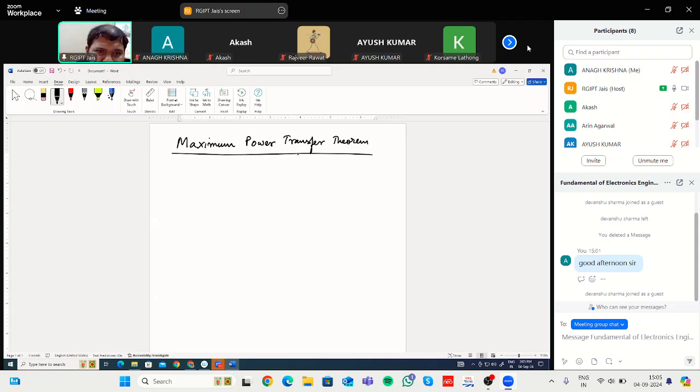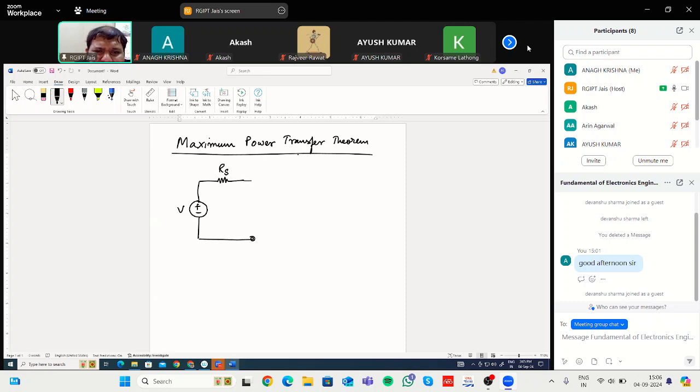Consider this simple example first. There is a load. There is some voltage V. Again, I have told you that an ideal voltage source has zero resistance, so we were replacing this with a short circuit. But in practical cases, it will have some internal resistance, RS, the source resistance. This is, let us say, V.